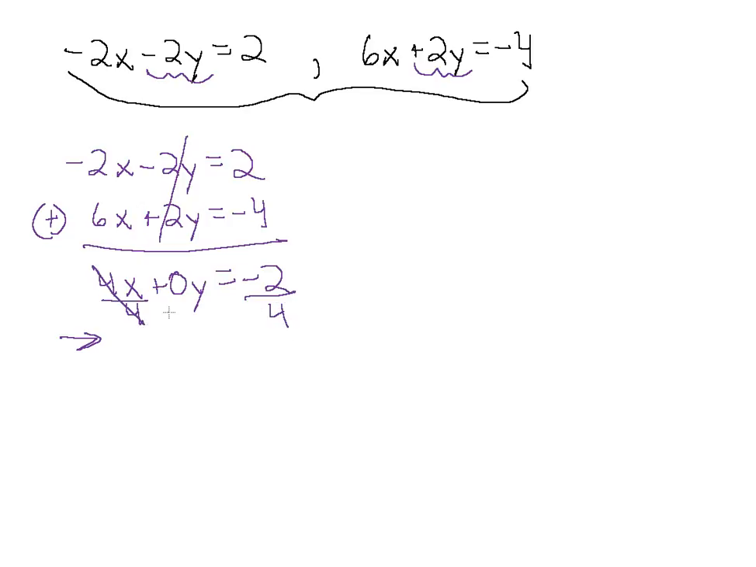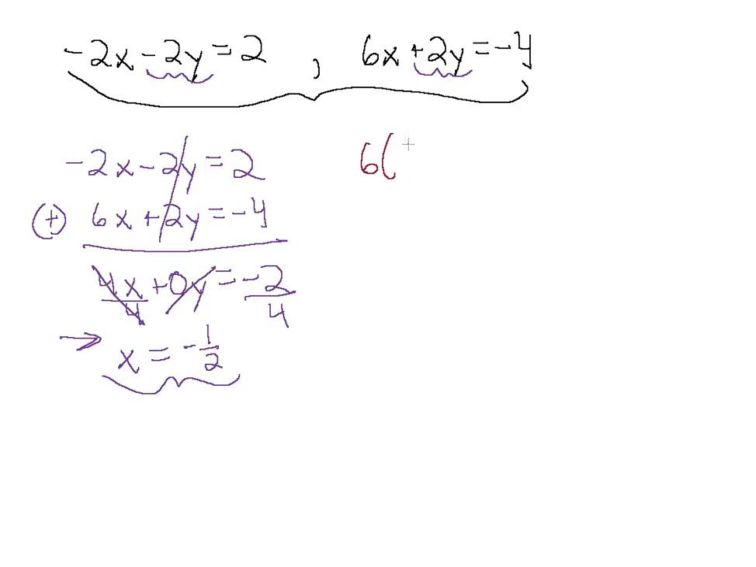These two terms will cancel. That cancels as well. So we have x equals minus 2/4, which is minus 1/2. And we have a value for our first variable. All right, let's go ahead and find the second one. We can plug it into either equation. Let's go ahead and use this one because it has fewer negatives.